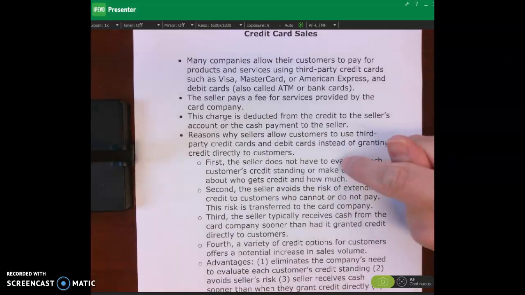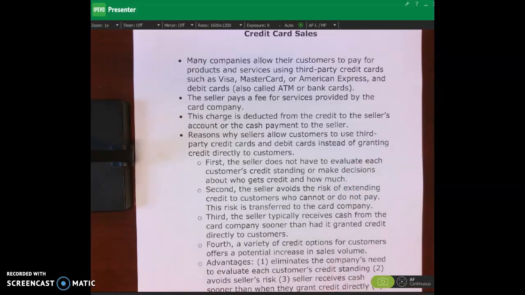First, the company that made you the sale doesn't have to evaluate your credit standing. If you go to a restaurant and pay with a credit card, if you didn't use a credit card and you didn't have cash, that restaurant would have to extend you credit. That means they have to check your credit history and make sure you are credit worthy. That takes a lot of time. So they say, you know what, I'm going to outsource that to the credit card company.